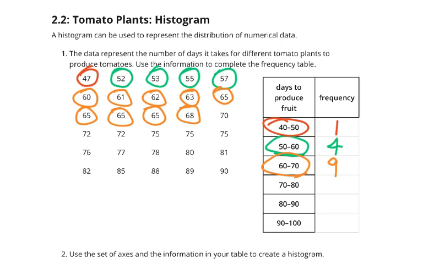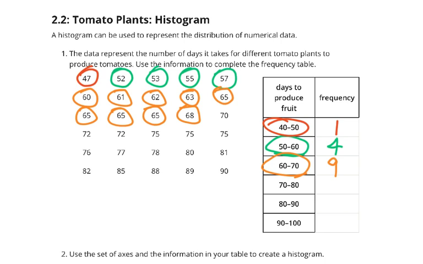So you've got all these numbers. What do these numbers represent? That's the data, and that data represents the number of days. So 47 means this variety of tomatoes took 47 days to produce fruit. The next one took 52 days.